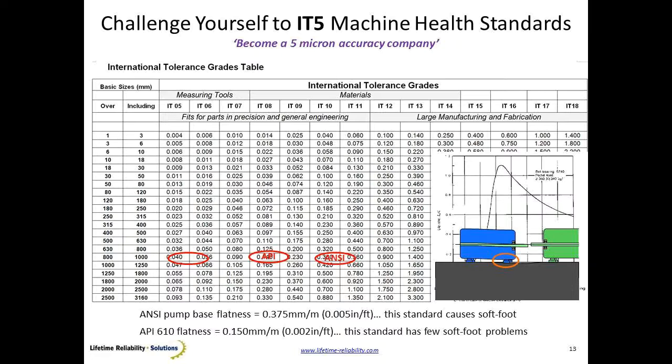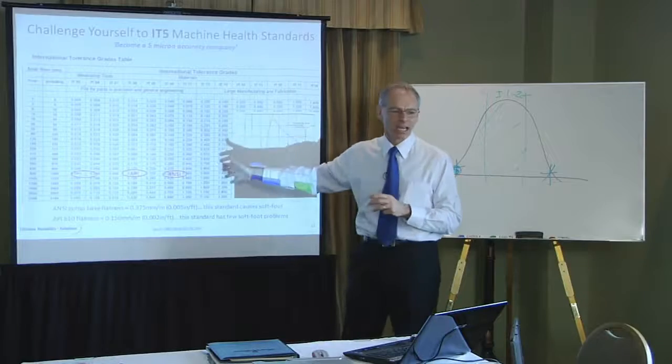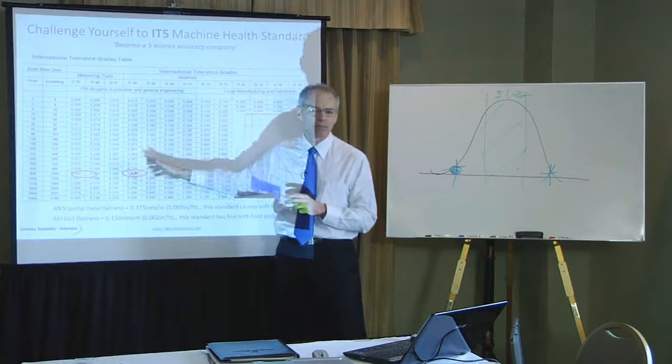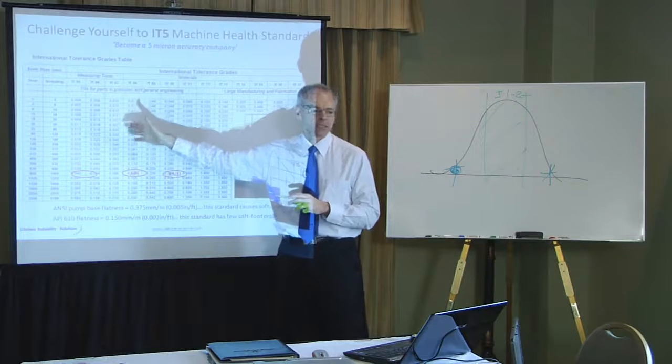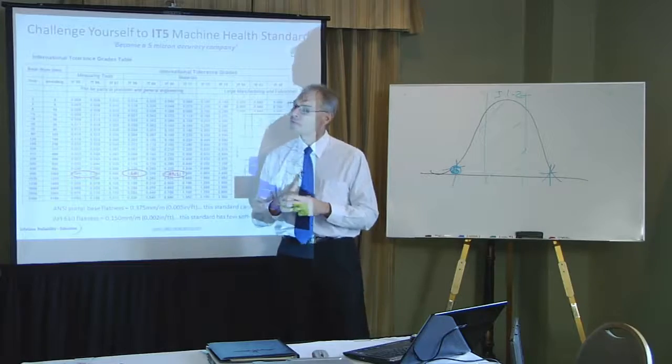So I said to companies, look, challenge your suppliers to deliver IT5 quality, because an IT10 quality isn't going to cut it for your success. An IT7 is better, but nowhere near as well as you can be. Shoot for excellence. Shoot for excellence, because it will pay back a fortune for you very, very easily.